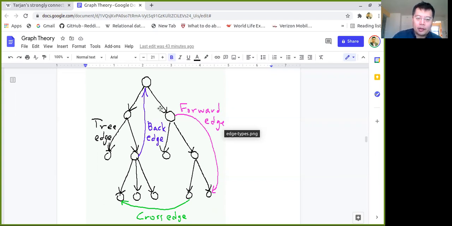One point is that during the DFS traversal, those edges should not be explored. But sometimes during the process, we will do some computing work. But the DFS tree doesn't contain those edges.